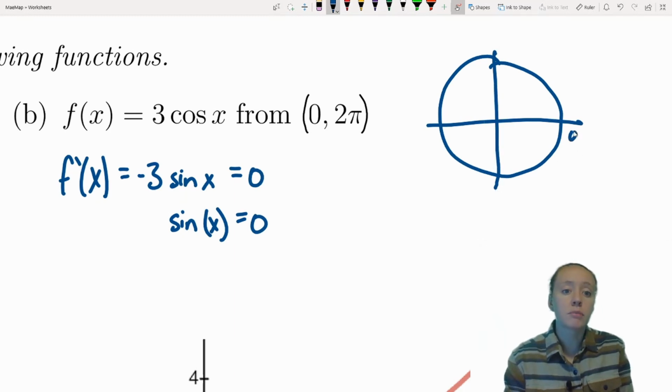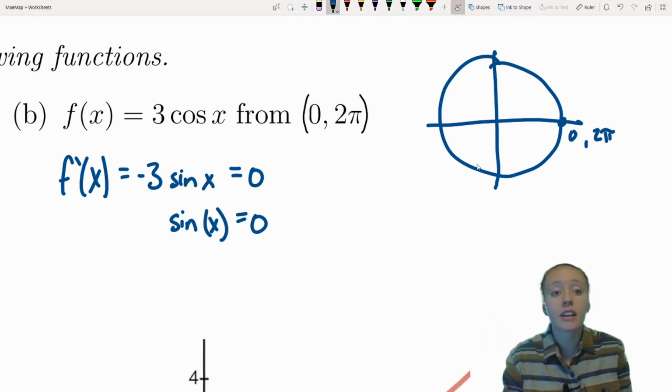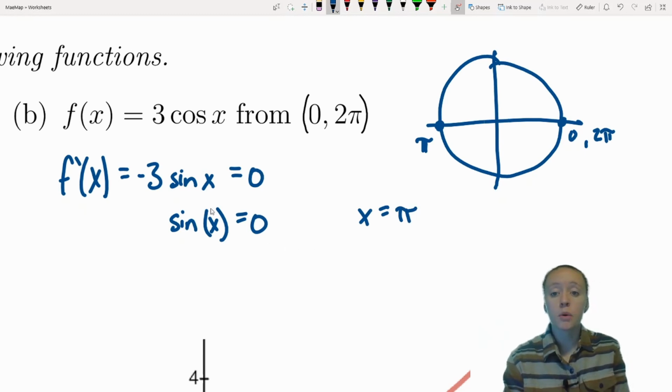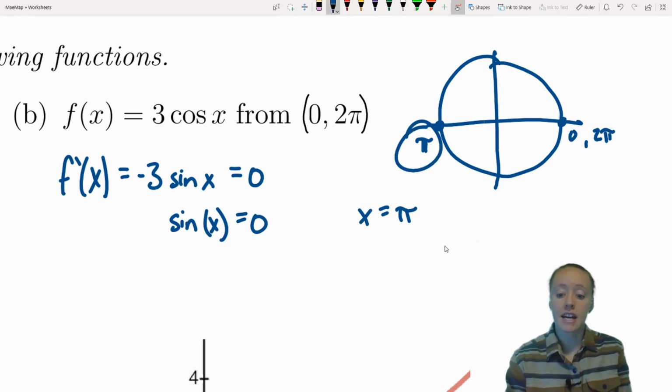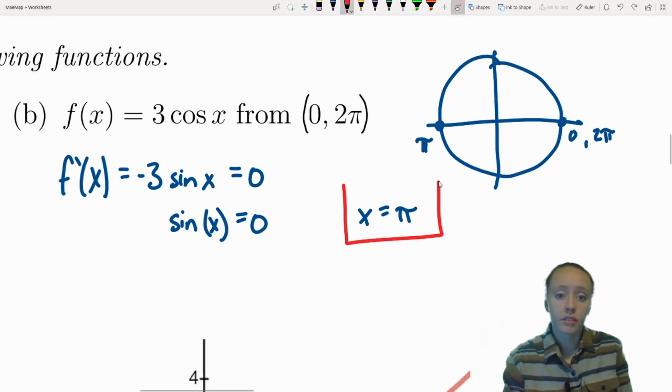If I'm going from 0 all the way back around to 2 pi, I need to figure out when sine of x is equal to 0. Well, that's at 0 and 2 pi, but remember again, they're not in our interval, or it's at pi. So in this case, when x is equal to pi, sine of pi is equal to 0, so negative 3 times 0 is 0. At pi, I have that critical point.